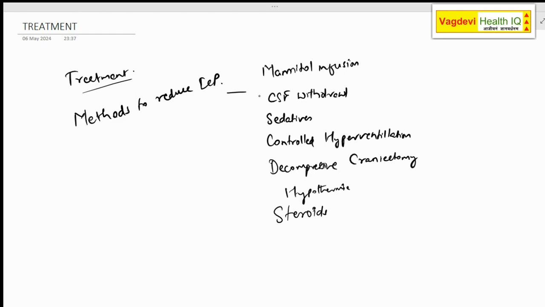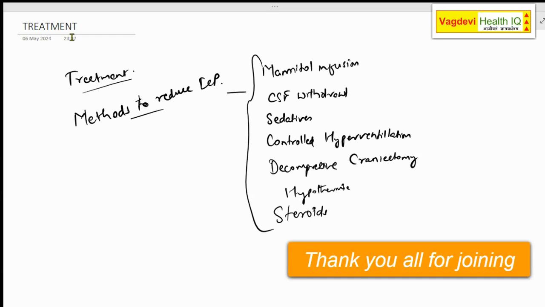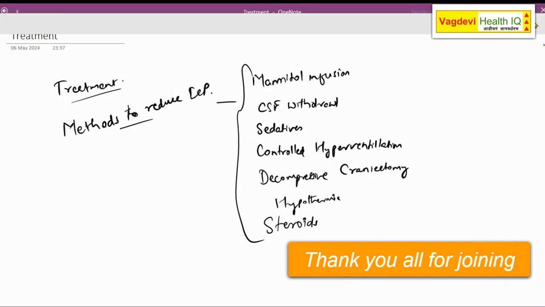Steroids, obviously. So these are all the methods to reduce ICP. Will you remember? Yes. Sedatives, obviously propofol, barbiturates, you can just remember the names. Okay, so with this we are done with raised ICP.